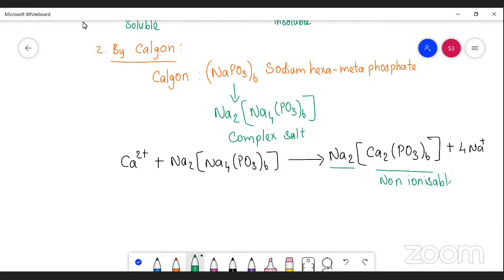Non-ionizable part, so that it will be written in a square bracket. Here calcium cannot be ionized in water. The permanent hardness is caused by this calcium ion that will be sequestered. This process is known as sequestration.